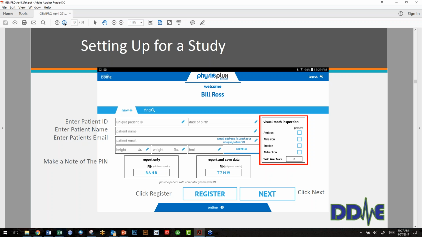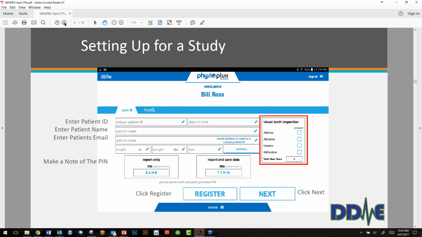There is a demographics section. So there's a unique patient ID, and you basically decide what that's going to be for you. I think most people are using their medical record number, but you could do anything you want on there. Patient name, that's easy. Email, date of birth, height and weight. We'll calculate the BMI. If you prefer metric, you just click where it says imperial, and it switches that to metric. Now the PIN. There's 2 PIN boxes there. One of them is really not active yet.